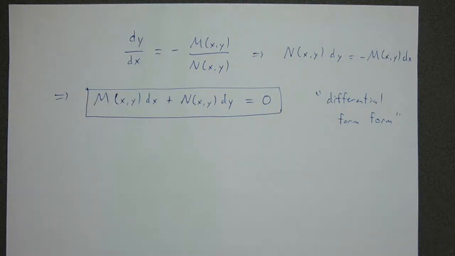The reason for this, I won't get into too deeply. This thing on the left is what's called a differential form. What is a differential form? For now, you can just think about it like this. These d's here, we're abusing notation a little bit with Leibniz notation, but it turns out that it works out fine anyway.